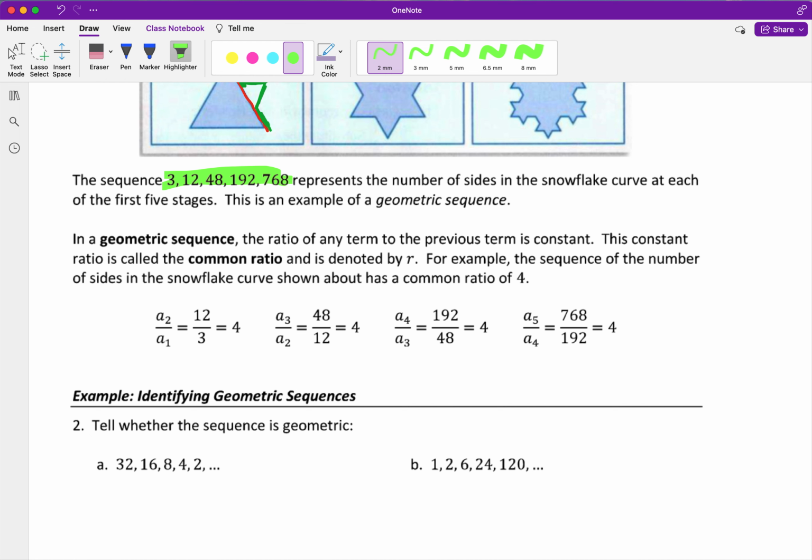Then I do 48 divided by the previous, 12, and that's going to be 4. And 192 divided by the previous, 48, that's 4. 768 divided by 192, that's 4. So we have a common ratio of 4.